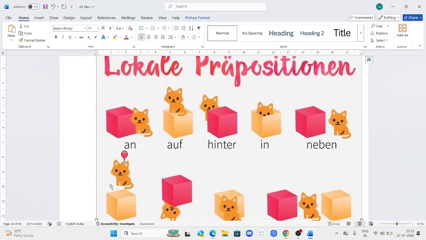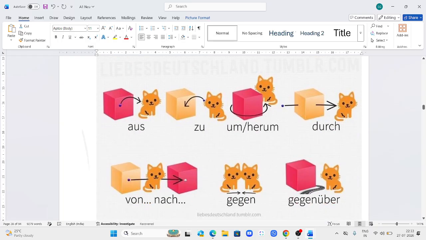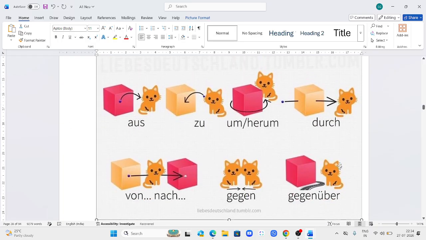The next one you can see is the cat is under the table. Under the box, sorry, under the box. Then it is unter. Vor is in front of the box. Vor means front. Zwischen means in between.